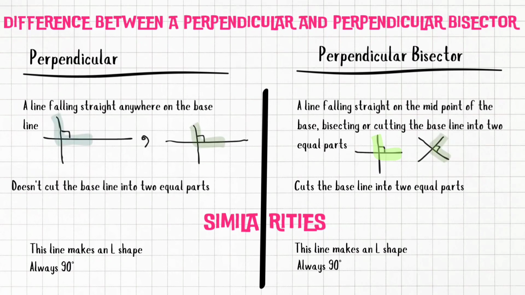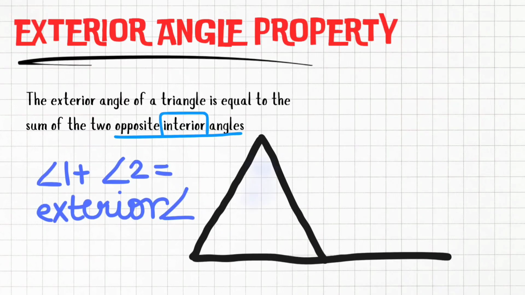Now a common similarity where it confuses us all. First, they both make 90 degrees. Second, they form a letter L shape.